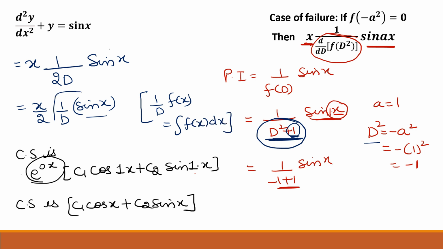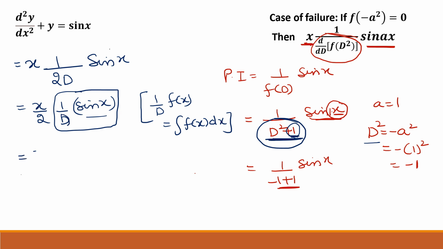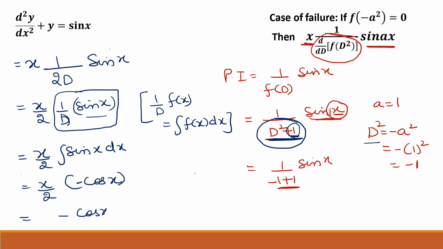So what does it mean? This means integration of sine x with respect to x. This equals x by 2 times the integration of sine x dx. So what is the integration of sine x? That is minus of cos x, right? So the answer will be minus cos x into x by 2. Now because here we are not having any d operator, this is our final answer for the particular integral.